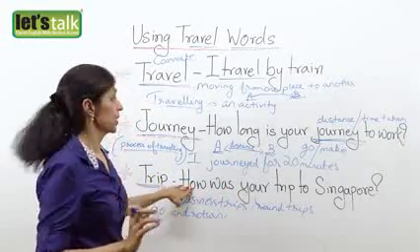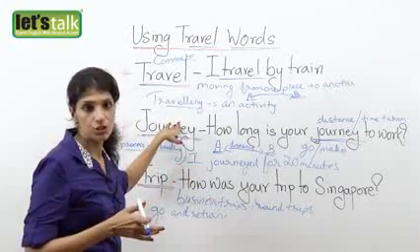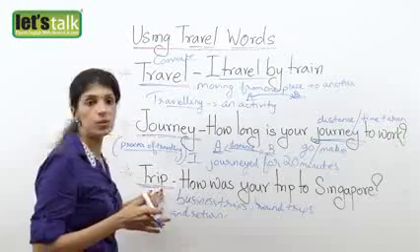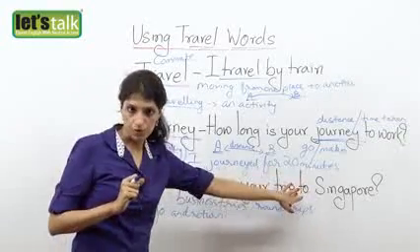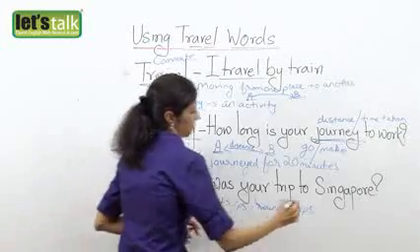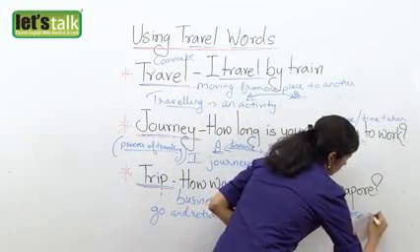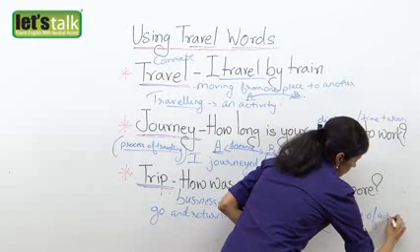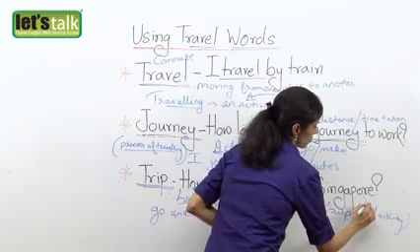Was it successful? When you want to know about the process of traveling and how did you feel, you say how was the journey to Singapore. But if you want to know whether the trip was a successful one, you say how was the trip to Singapore, okay? That's how was your trip to Singapore.